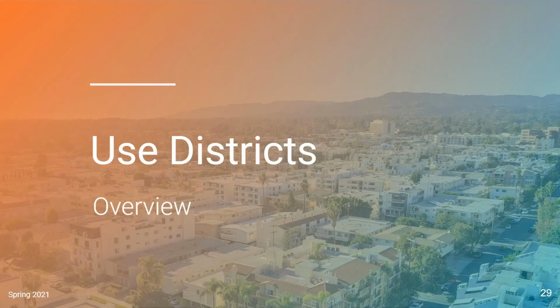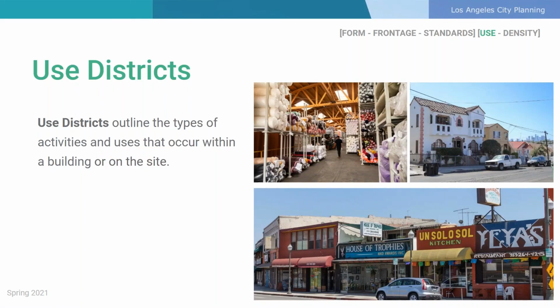The fourth component of the zone string contains use districts. Use districts outline the types of activities and uses that can occur within a building and/or site, and often include operating standards or regulations for certain uses. Use districts also regulate which uses need additional review by city planning, such as a conditional use permit, or that need approval by the City Planning Commission or City Council.